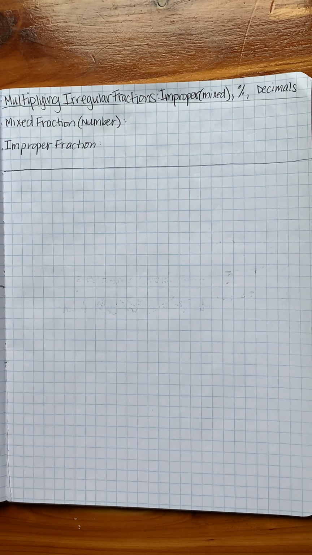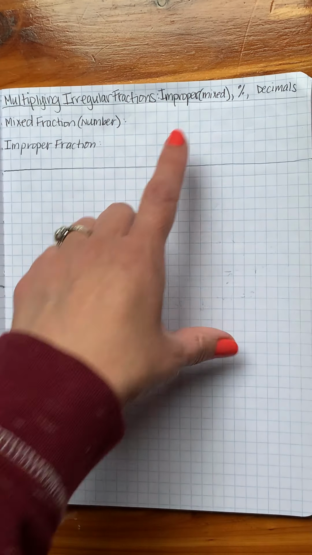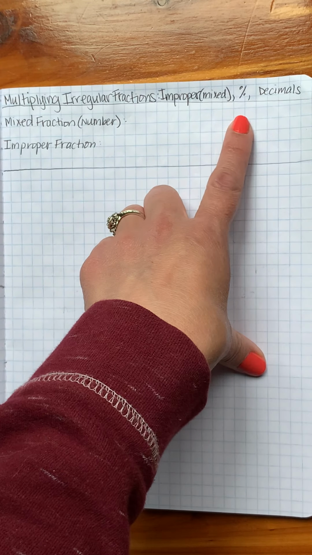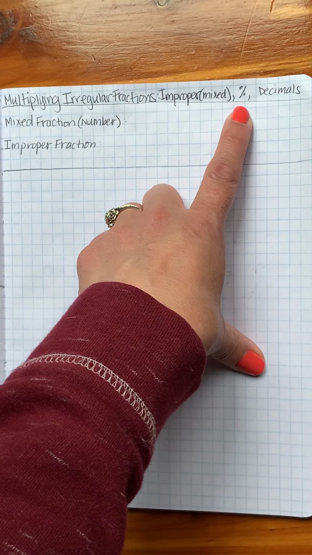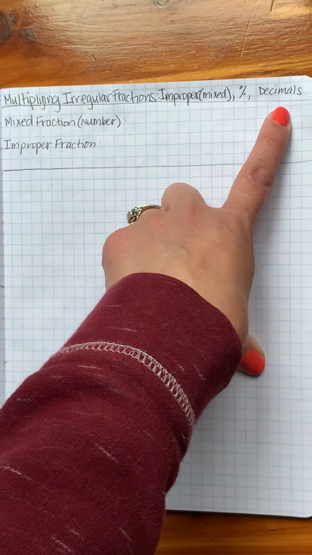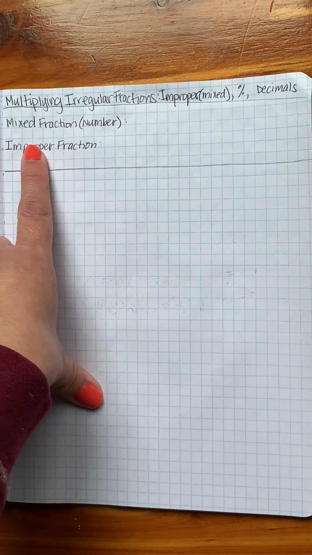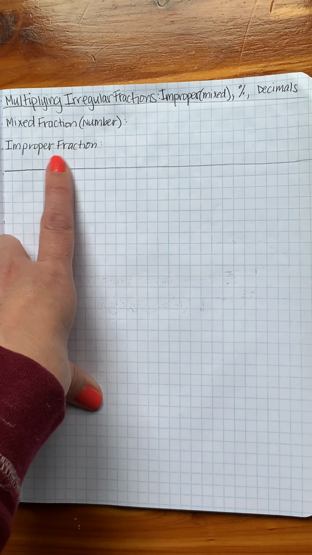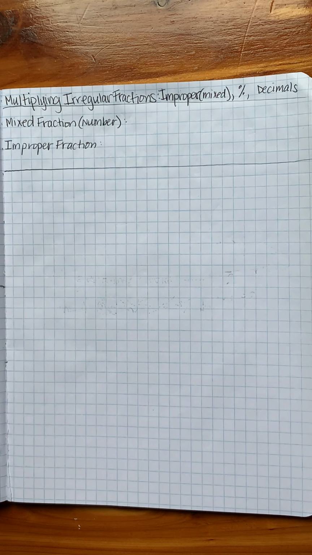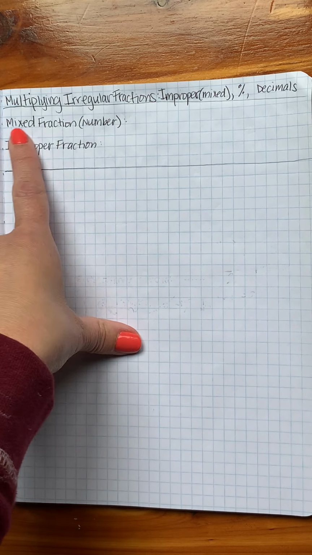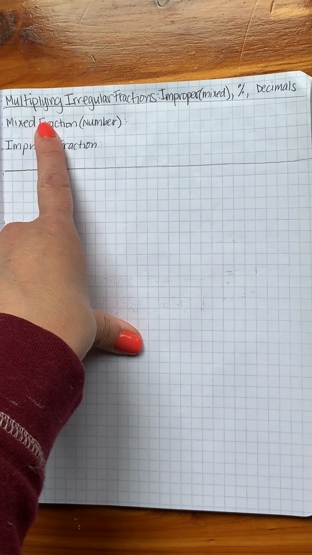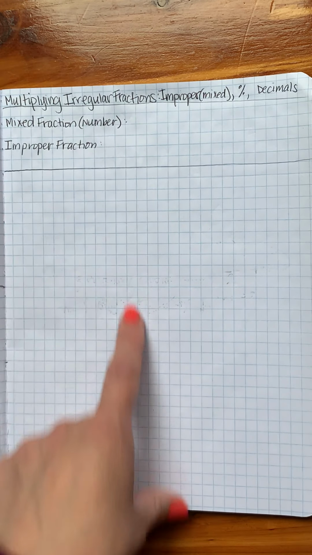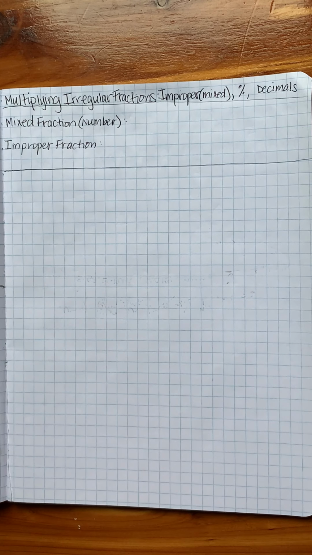Okay, what I would like you to do is go ahead and set up your page so it looks like mine. The title of our page is Multiplying Irregular Fractions, Improper. I put the word mixed in parentheses, comma, we're talking about multiplying by percentages, comma, and decimals. The first thing that we're going to do, though, is define some important vocabulary words. And the reason why these are important is because I'm going to be using these words as I'm walking you through the process.